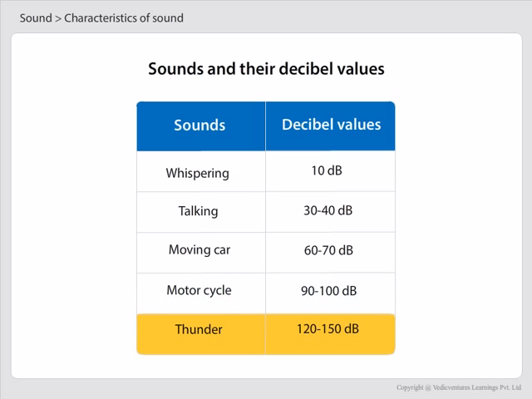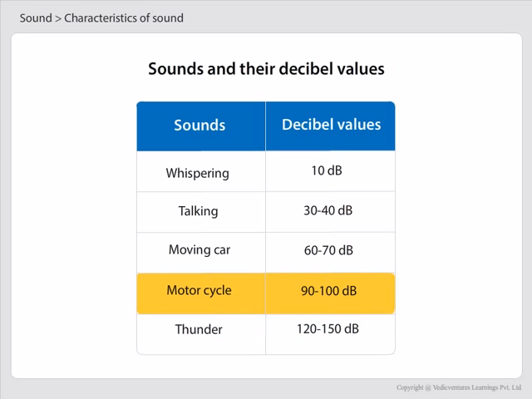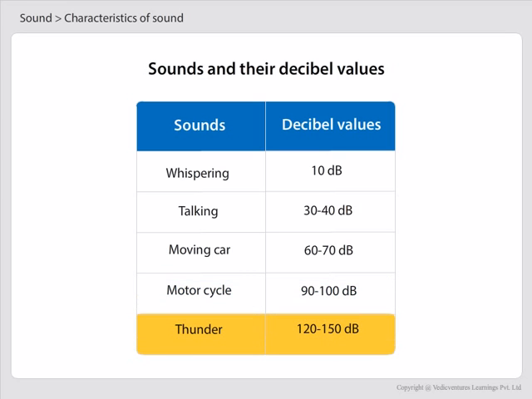The sound of thunder has a decibel value between 120 and 150. Sounds having decibel value above 80 are called noise. Example, motorcycle, thunder, etc.